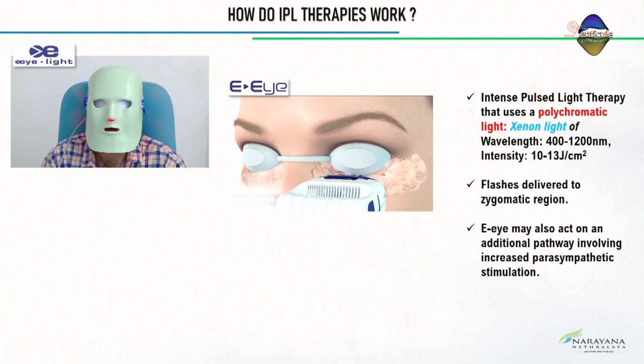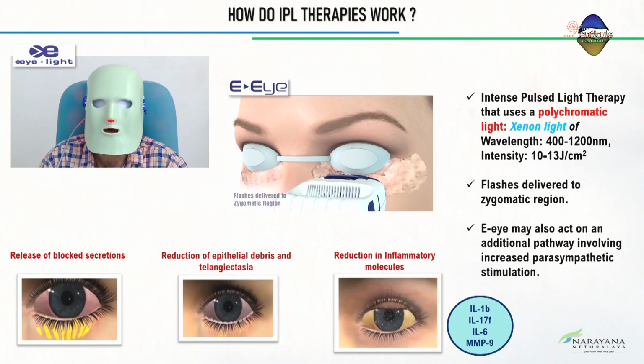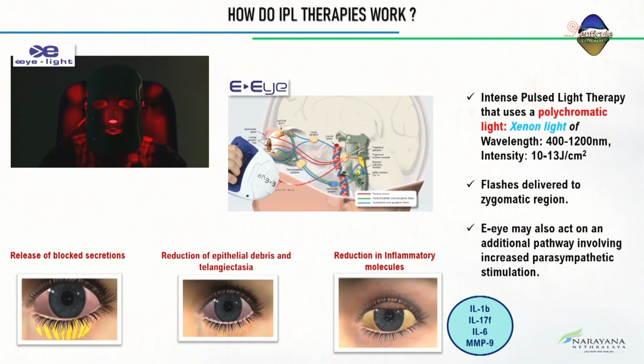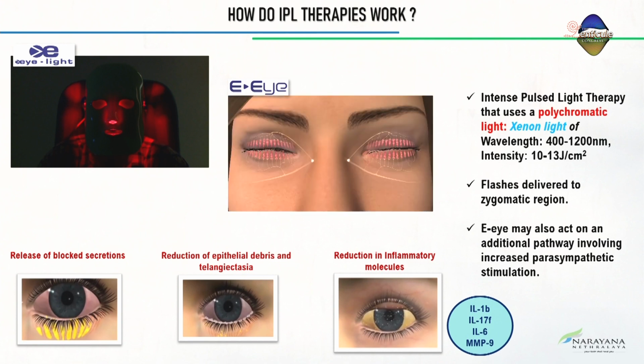So when you look at light-based therapies, EI uses a pulsed photochromatic xenon light. The mechanism is very important. Everybody says when I use any of these therapies, it works, but we don't know how it works because very little is known about it. Each company, hidden somewhere, has their own way of how it works.